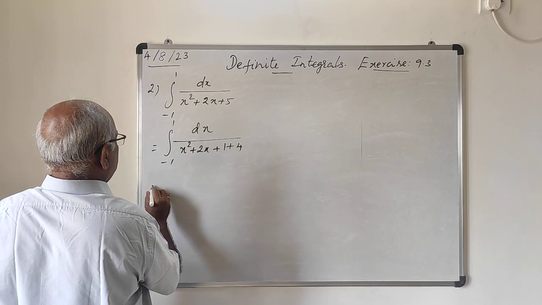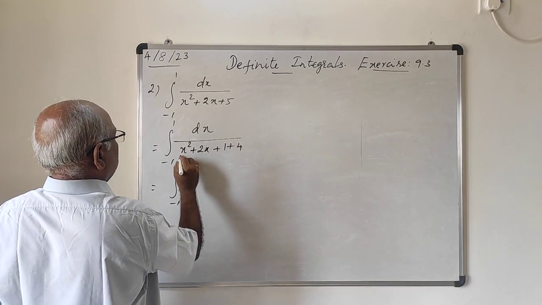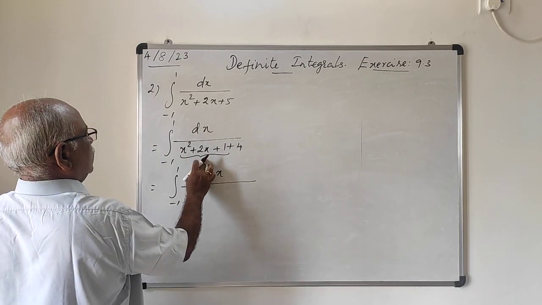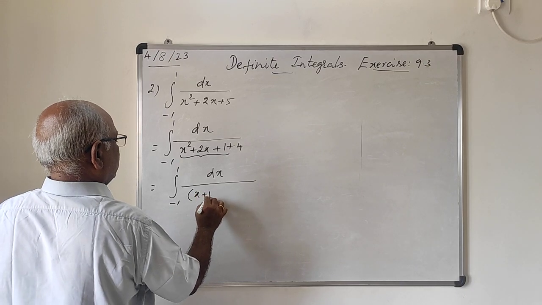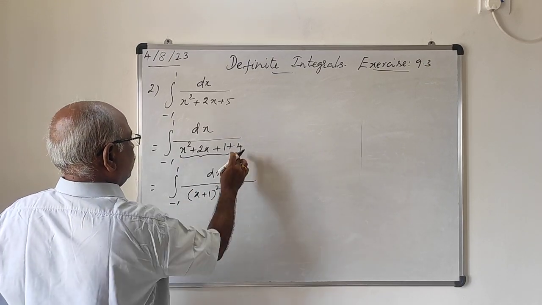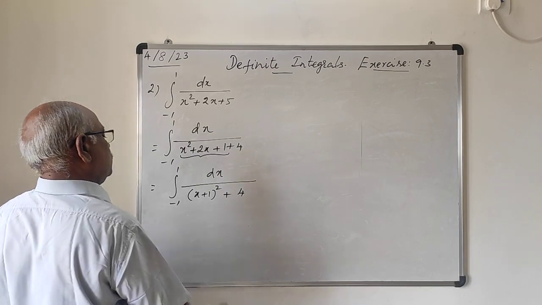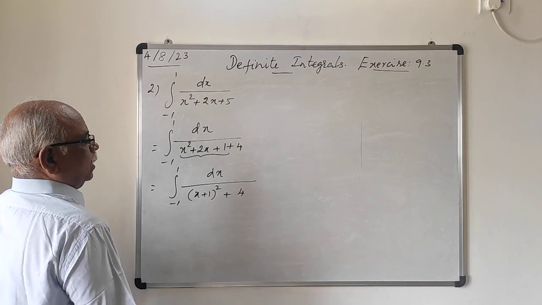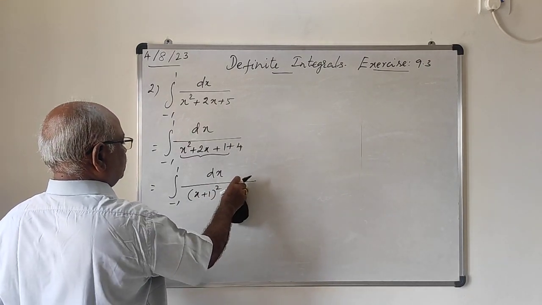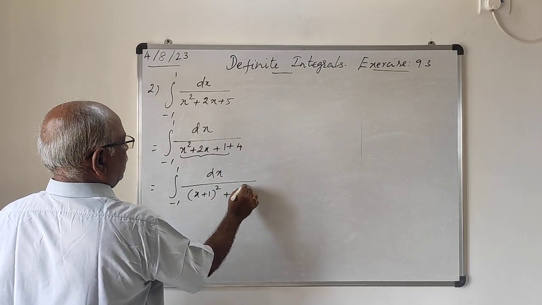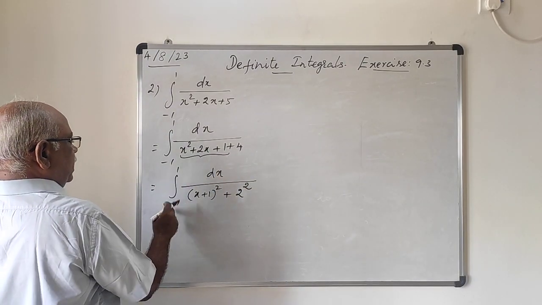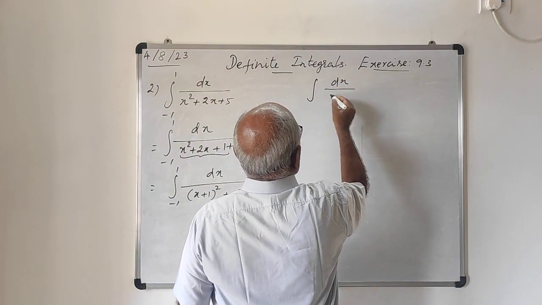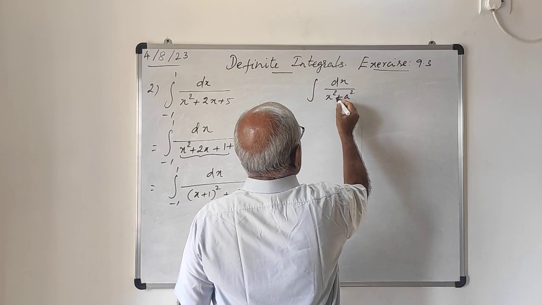This is equal to the integral from -1 to +1 of dx by x square plus 2x plus 1, which is x plus 1 whole square, plus 4. This 4 I can write as 2 square. So it is of the form integral dx by x square plus a square.